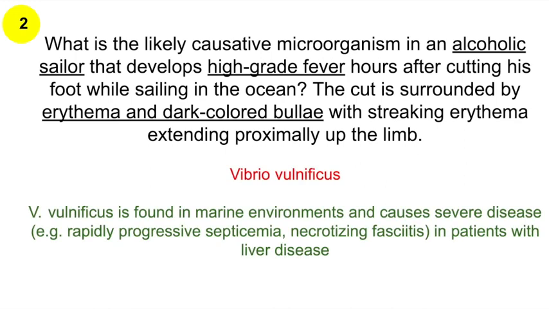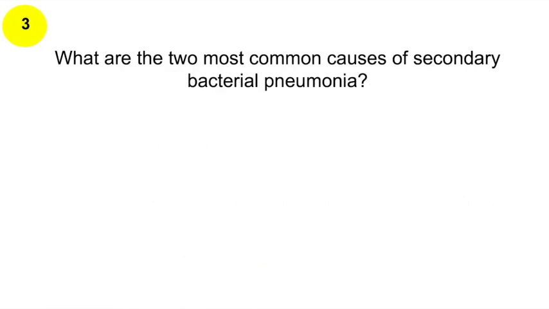For example, patients can present with rapidly progressive septicemia or even necrotizing fasciitis. Being infected with this microorganism is especially common in patients with liver disease. What are the two most common causes of secondary bacterial pneumonia? Strep pneumoniae and Staph aureus.